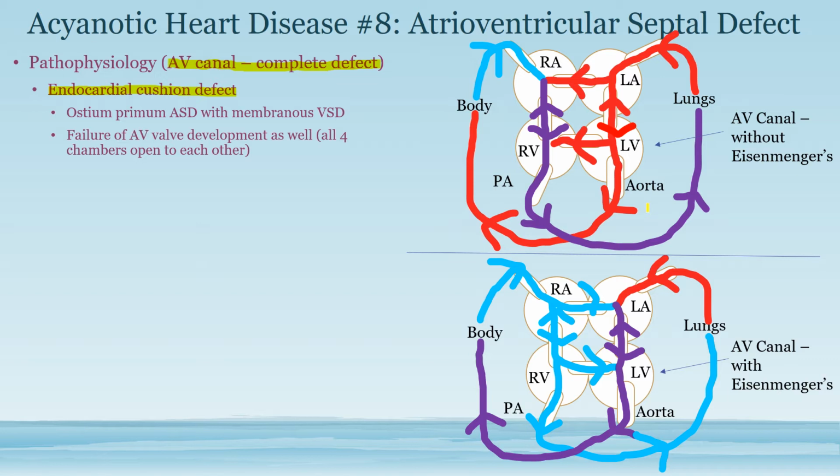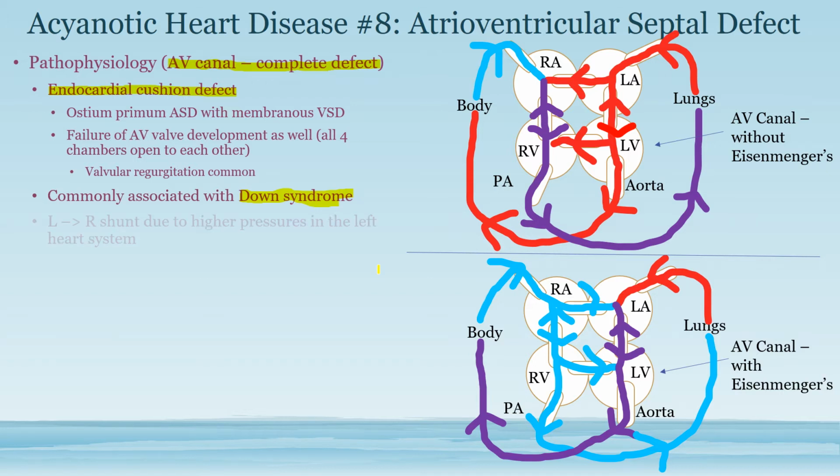So overall, there's a left to right shunt, but there's all kinds of mixing between the atria and ventricles, and between the atria themselves and the ventricles themselves. So you can get a lot of valvular regurgitation because the valves never developed. Commonly associated with Down syndrome. It's a very important association here. Down syndrome can cause the AV canal kind of defect.